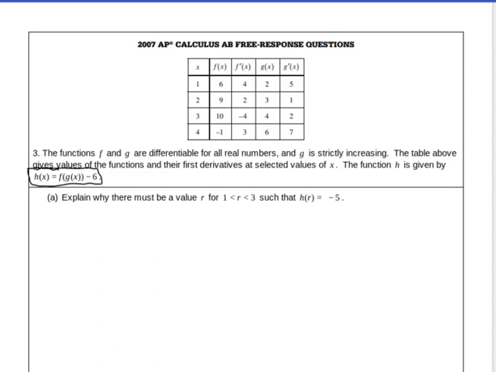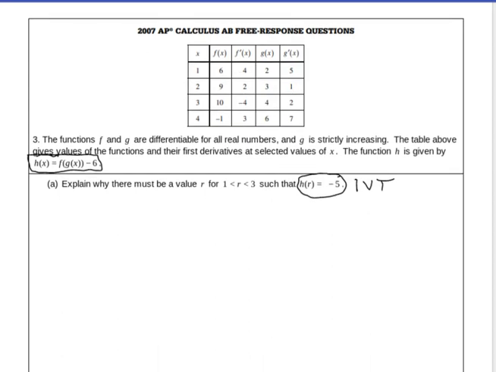So part A says explain why there must be a value r between 1 and 3 such that h of r is equal to negative 5. So you'll notice that we're trying to find a specific function value. We're not looking at derivatives yet. We're looking at a specific function value. And so this right here should be an indicator that we're going to need to use the intermediate value theorem.